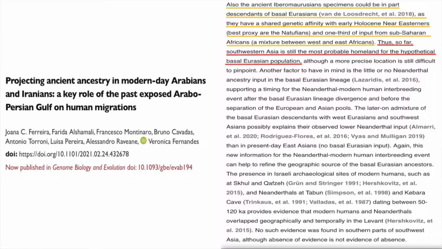And so, continuing the reading of the study, it says also, the ancient Ibero-Maurusian specimens could be in part descendants of basal Eurasians, as they have a shared genetic affinity with early Holocene Near Easterners. Best proxy are the Natufians, and 1/3 of input from sub-Saharan Africans, a mixture between West and East Africans. Thus, so far, Southwestern Asia is still the most plausible homeland for the hypothetical basal Eurasian population.